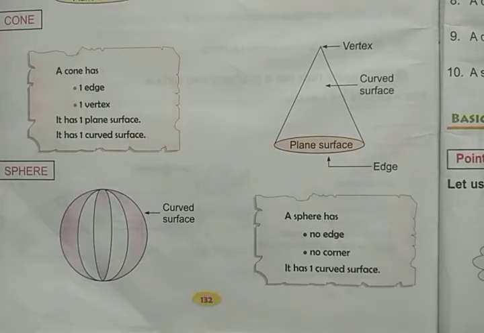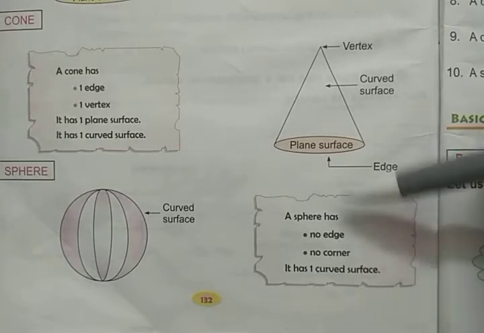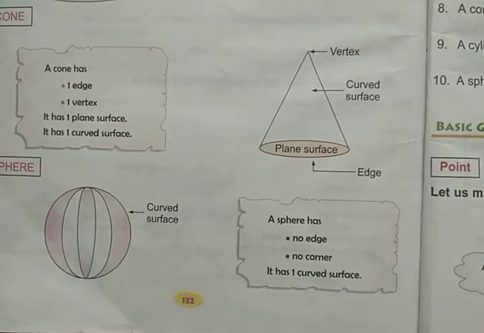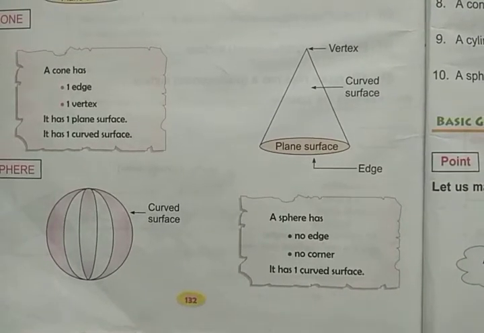Now what you have to do? You have to learn these properties of solids, right? You should learn these: number of faces, edges or vertices, surfaces, which type of surface is there, how many surfaces there are, all these things you have to learn.